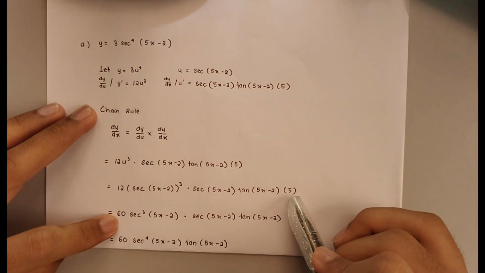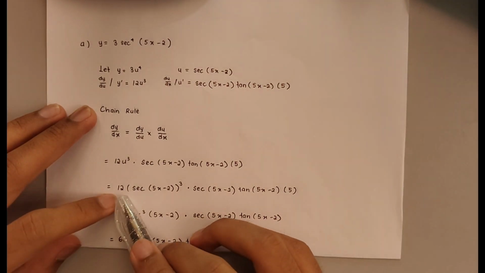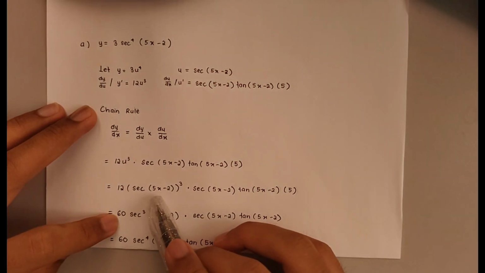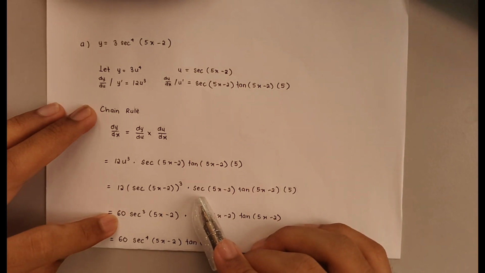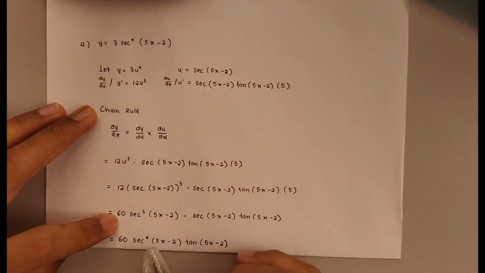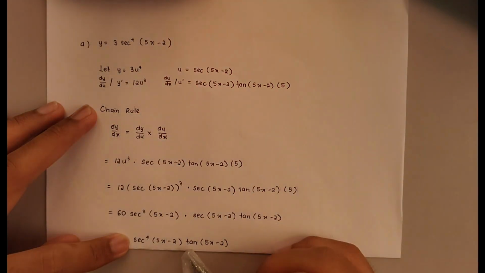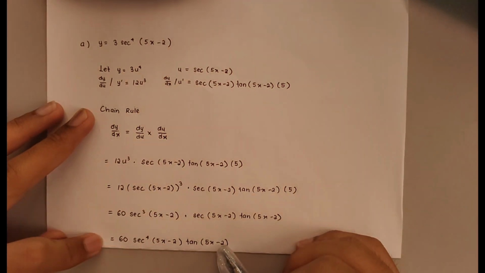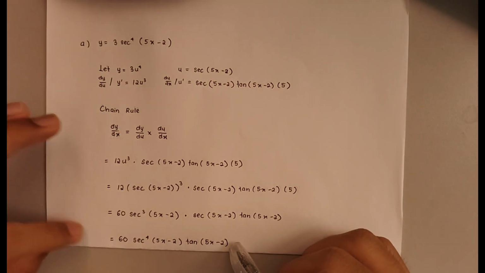So we solve, which can be simplified. For example, 5 we can multiply by 12, we get 60. Sec(5x minus 2) to the power of 3, we can multiply by sec(5x minus 2), we get sec to the power of 4 of (5x minus 2). Then we multiply by tan(5x minus 2). So the answer is 60 sec to the power of 4 (5x minus 2) times tan(5x minus 2).